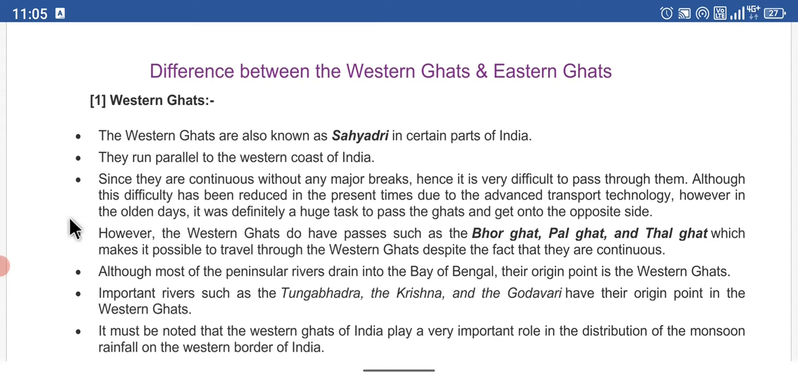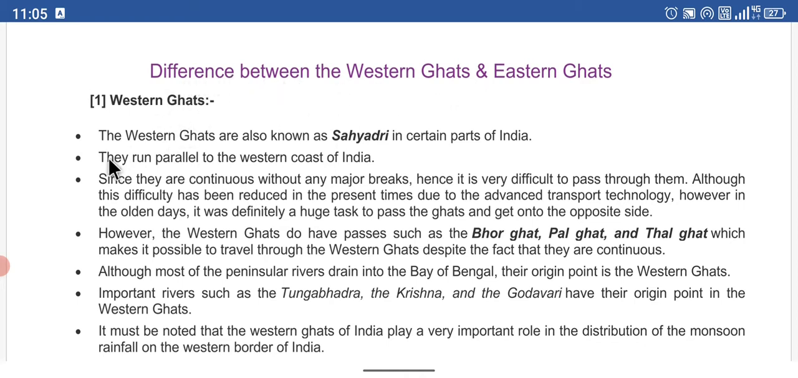So far we have learned the factors responsible for the different geographical forms of the earth, the theory of plate tectonics and the classification of Himalaya as well as the northern plains of India. Today in this video we are going to discuss differences between the Western Ghat and the Eastern Ghat.